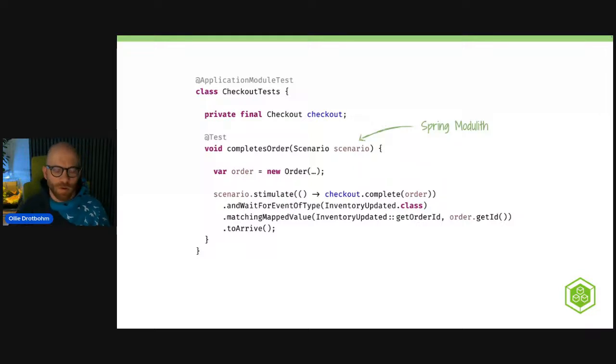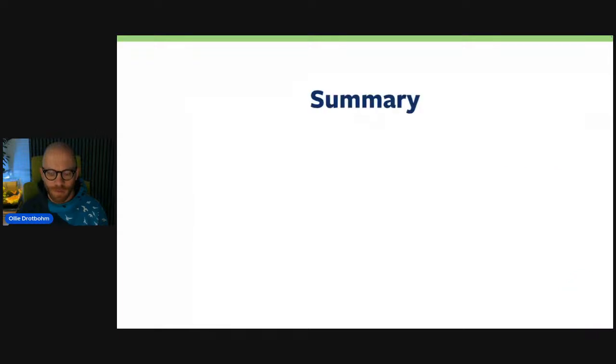And of course, the toArrive method has additional overloads to, I don't know, verify things on the event that you expected to happen, or the outcome of the original method invocation. Zooming out a bit again, the point here is that we suggest you focus or align your testing efforts and your consistency efforts with the application modules, and we provide you the necessary means to easily write tests for that, right?